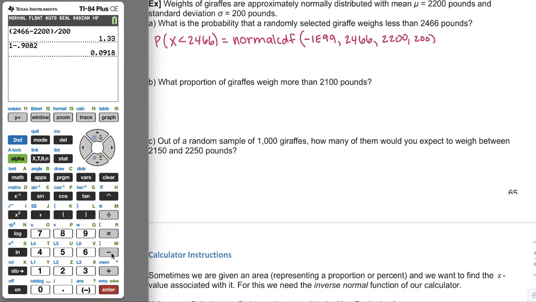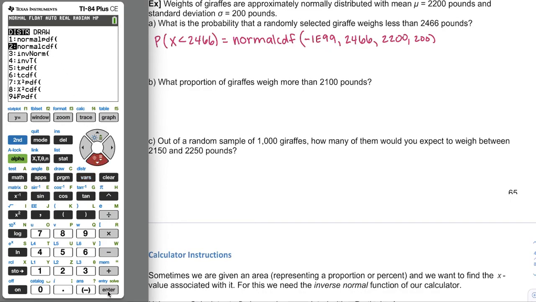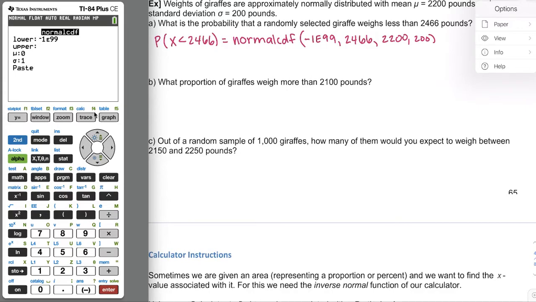So we need to type all these things into our calculator. You'll see above the variables button, there's the DISTR distributions button that we used in the last chapter. We're going to use that again. So second, vars, and we want number 2, normal CDF. Okay, so the lower bound, I'm going to clear that off so you can see how to type that in. On the negative 1, make sure you use the negative sign at the bottom. Do not use the subtraction. You'll get an error. Use the negative.